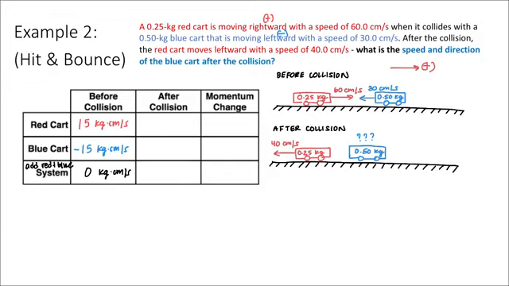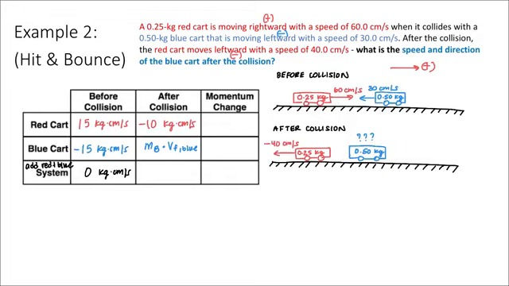Now, after the collision, I do know enough information to solve for the momentum of the red car. Leftward is negative again, so it's going to be negative 40 times 0.25, so that's going to be negative 10 for the momentum. I don't know the blue car, so I'm going to leave that as an unknown. I can go ahead and say that the momentum will be the mass of the blue car times the final velocity of the blue car. I don't know what that is though.